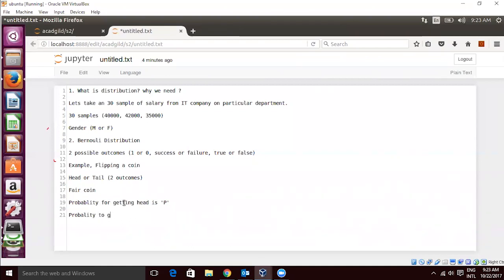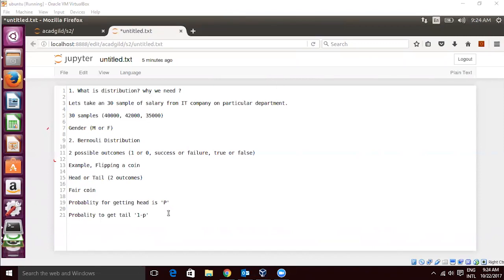So what could be the probability to get tail? Can anyone answer? Just try. That's not a problem. Yes, the answer is 1 minus P. Now, let us define a function for this.